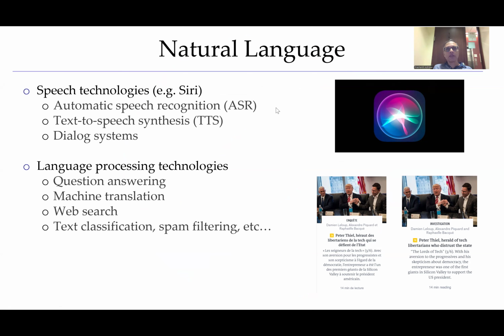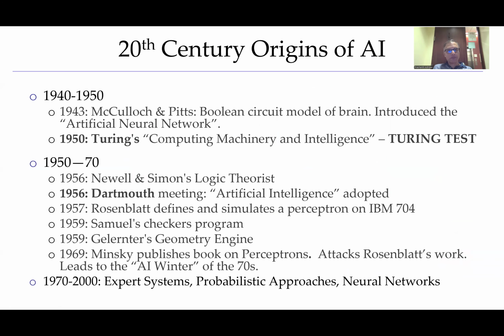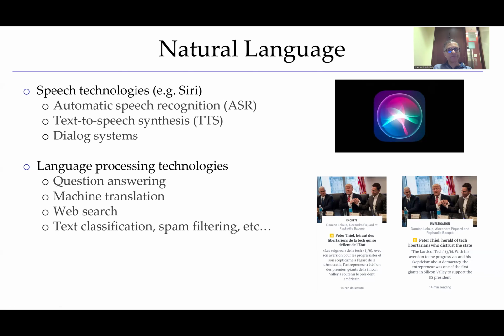Amazon's Alexa. They all exhibit speech recognition, text-to-speech synthesis, dialogue systems. And then you have language processing technologies like question answering; ChatGPT is a great example. Machine translation, Google Translate. Here's an example of translation. This is an article from Le Monde. It's in French, and I pull it up on Firefox, and I asked it to translate it into English, and it does that immediately. So machine translation is, again, a key example of natural language processing, along with web search, semantic search, and text classification. Those are all examples of natural language processing.